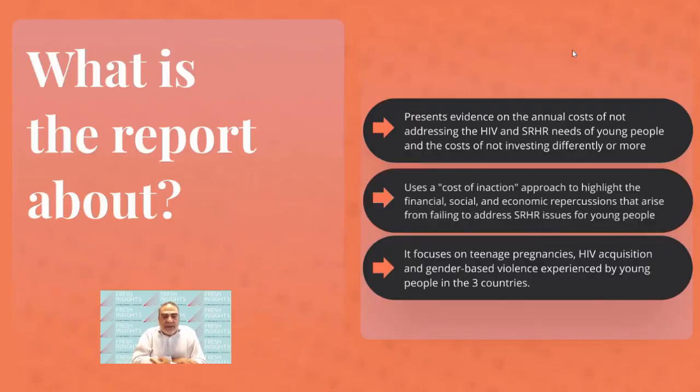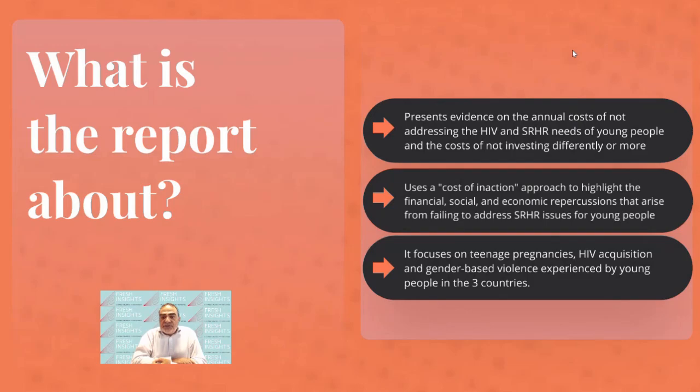So what is the report about? It's important to understand what we mean by cost of inaction. It is the cost of not doing anything differently than we're currently doing and not investing more than we're currently investing. So it presents evidence on the actual annual costs of not addressing adequately the HIV and sexual and reproductive health and rights needs of young people in these three countries. In other words, the cost of not investing differently or more. And this is very important, as we'll see as we go through the report.